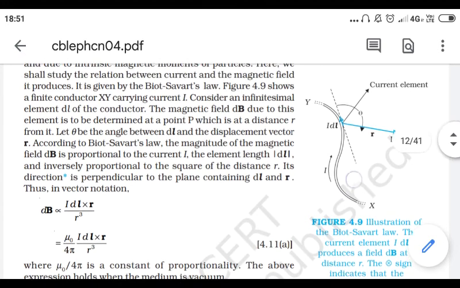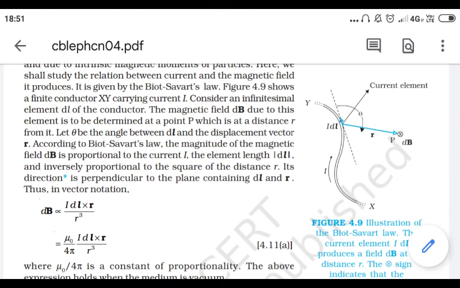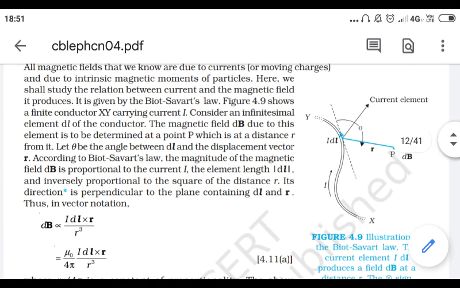What is its importance? I'm just reading. This law is similar to Coulomb's law. It is only applicable to a very small length of conductor. Also, the magnetic field inside the conductor is 0. For any other point on the axial line, there are so many conclusions, so I'm not going into them.